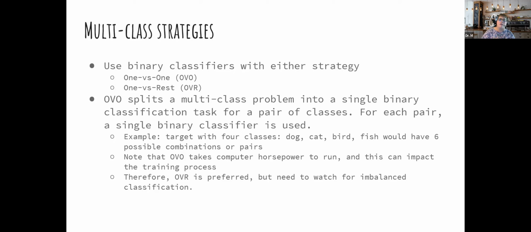So OVR in general is preferred. But when you use OVR, you have to watch for imbalance classification. So for example, in combining, let's say dog and cat, maybe I only have 5 records that are possible dogs, and maybe I only have 2 records that are possible cat. Well, now I have an imbalance in classification, right? So what we are going to do tonight is we're going to set our logistic regression model to auto. So it decides what it needs to do, and we don't have to worry about it, okay?